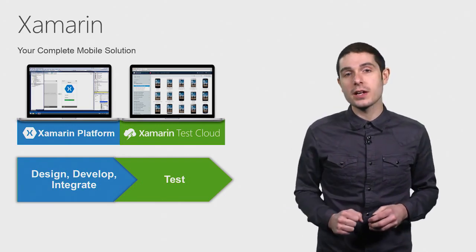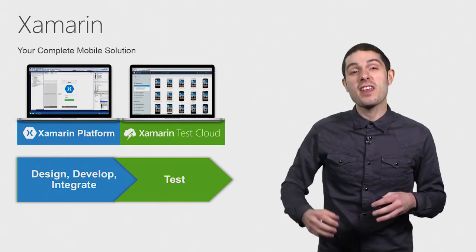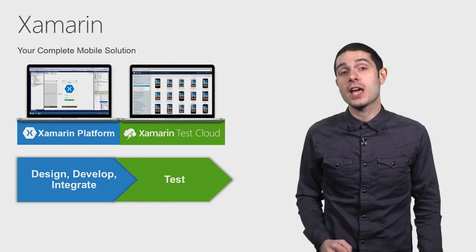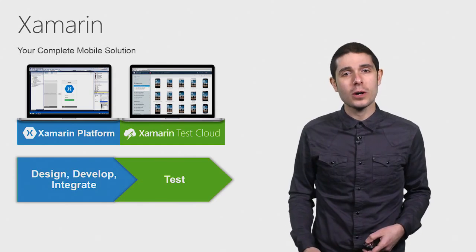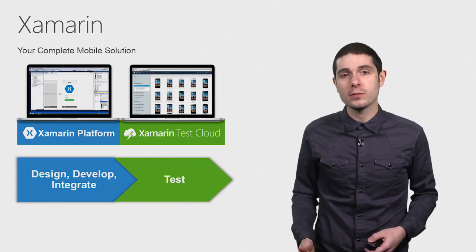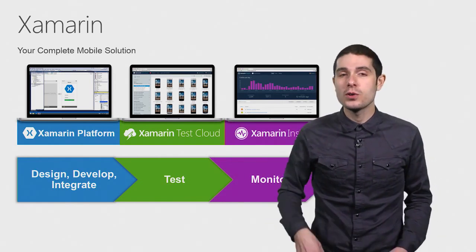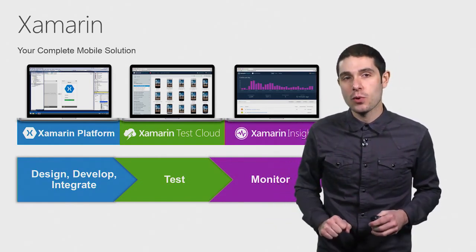Run those scripts locally on a simulator or a device, or ship them to our test cloud and test them on thousands of physical iOS and Android devices. But what about after you ship your applications to the store? How do you get feedback from your users, analytics, or crash reporting? Well, that's Xamarin Insights. With just one single line of code, you get managed and native crash reporting all in real time.